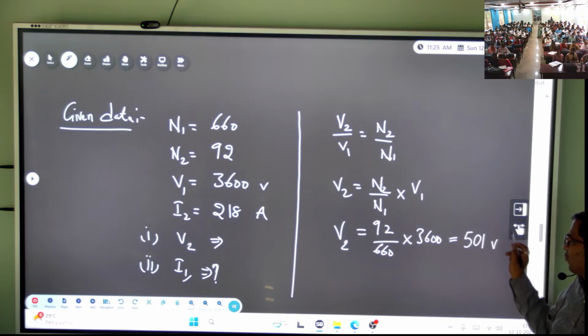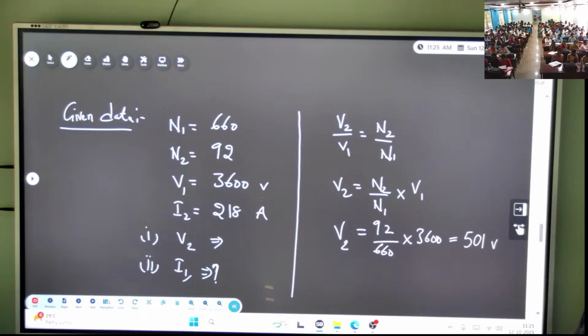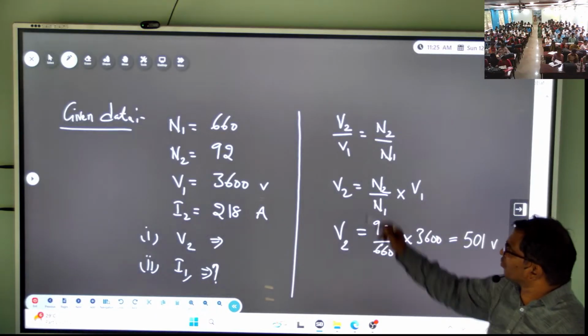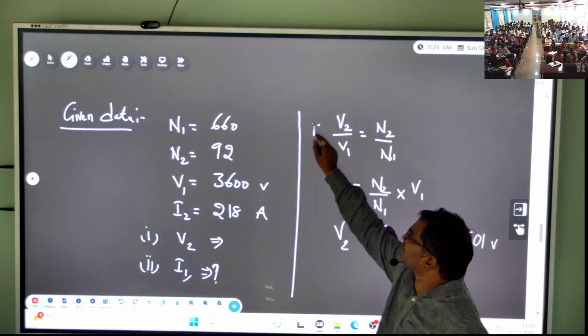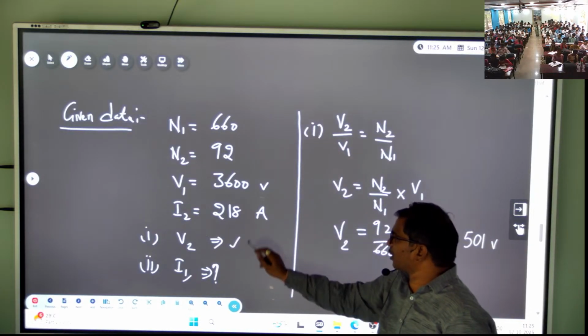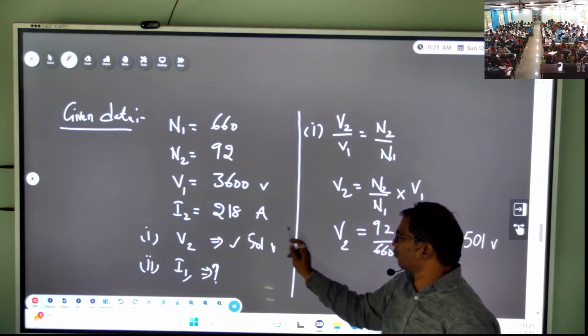501 volts. Always for the parameter you write down the units. Don't forget to write down the units. Okay, this is the first one. First step is you need to find out V2. So V2 is 501 volts.